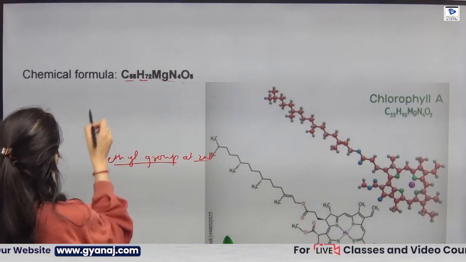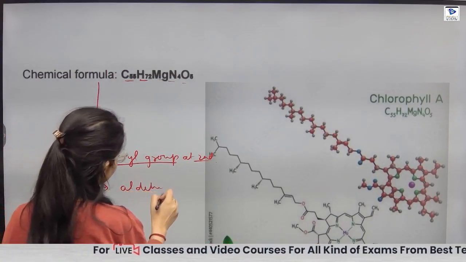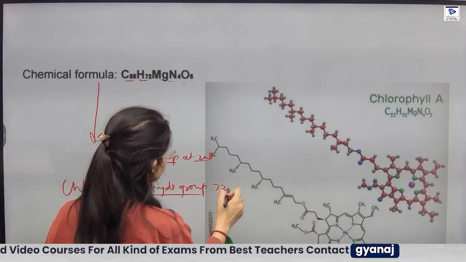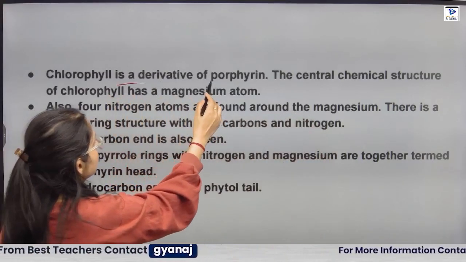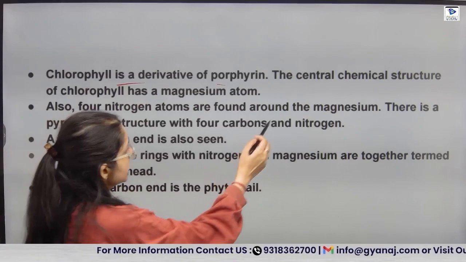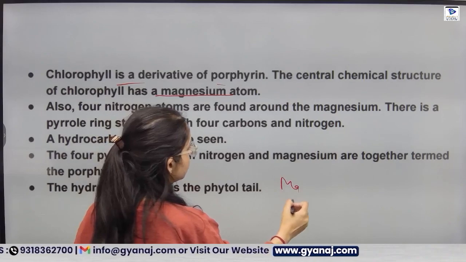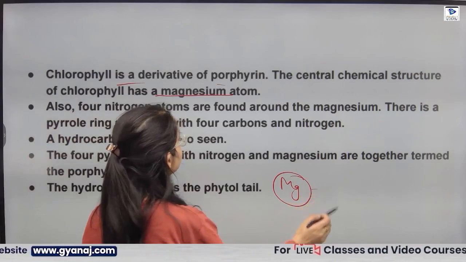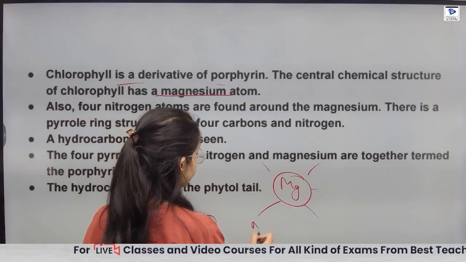Whereas in chlorophyll B we have an aldehyde group at the second position. Chlorophyll is a derivative of porphyrin. Porphyrin, the central chemical structure of chlorophyll, has a magnesium atom. The chlorophyll structure resembles hemoglobin because in the center we have the magnesium atom, and 4 nitrogen atoms are found around the magnesium.